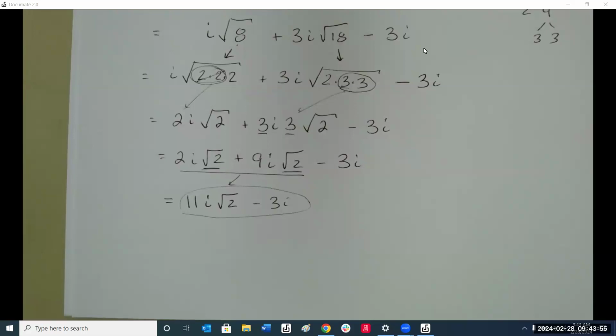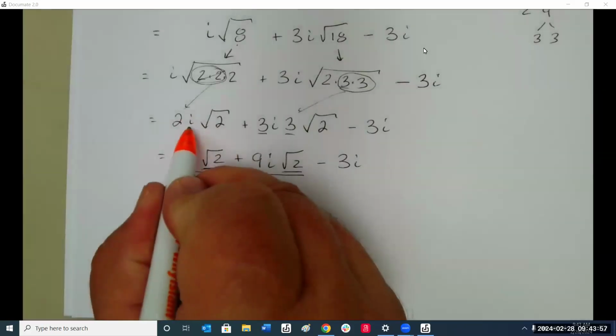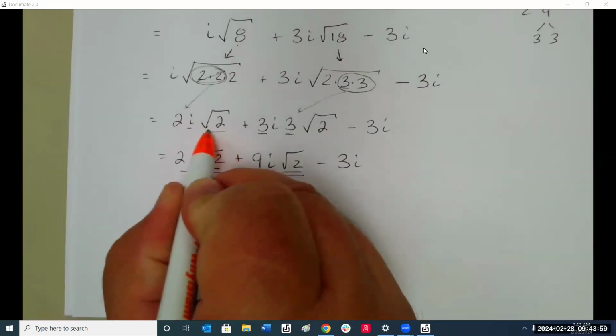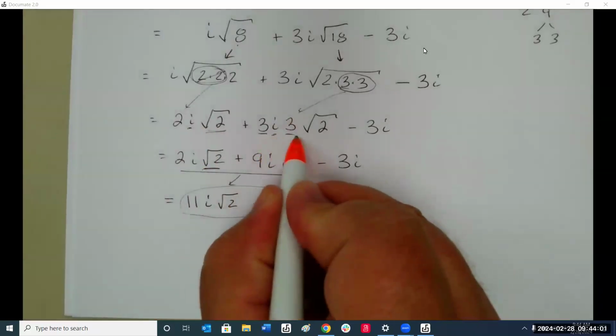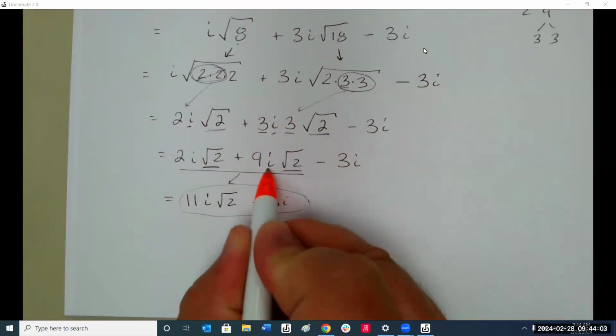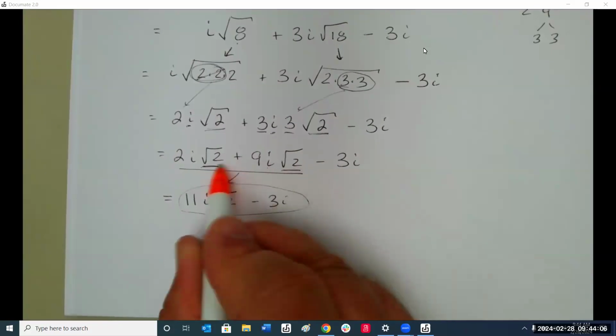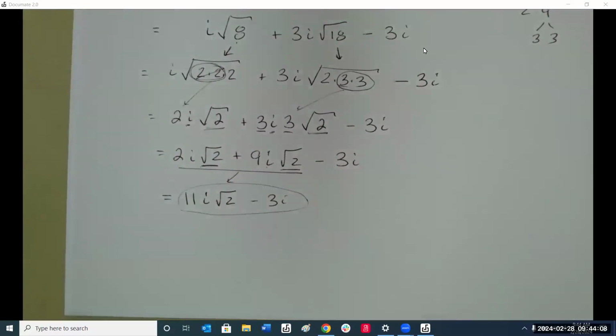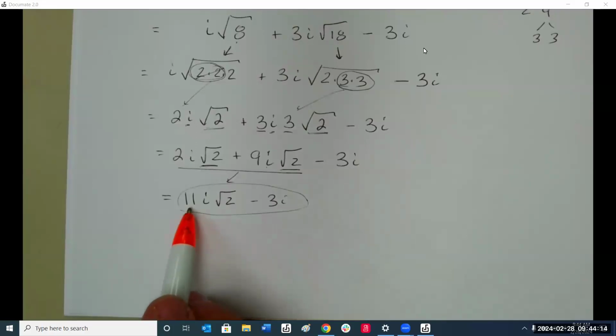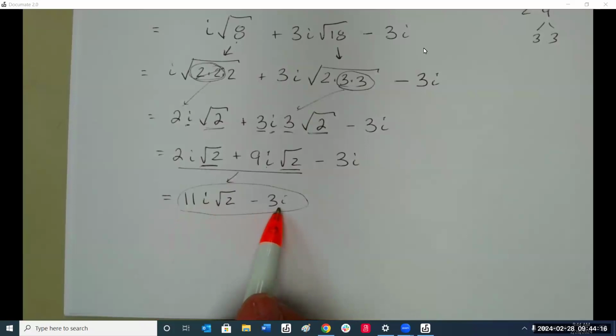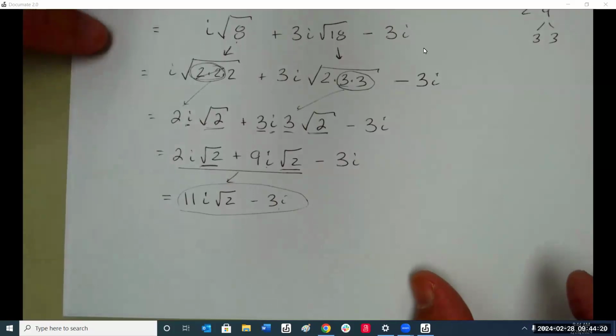When we say like terms, they both have to have an i and they both have to have a radical 2 in order to be like terms. They both have an i, so they're both imaginary, and the radical 2 is the common factor. Can we combine 11i minus 3i? No, because they don't have a radical 2. Okay, the next one.